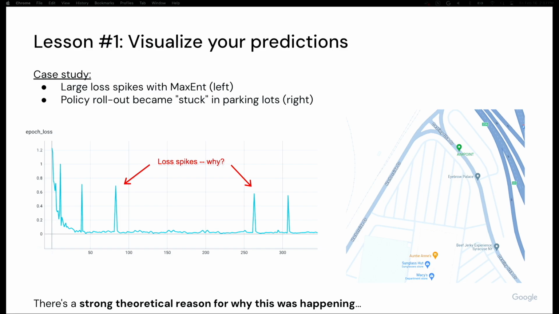What we found is that basically every single time these spikes happened, the policy was getting stuck in tiny parking lots. This is an example in Syracuse, New York. We already had constraints on the reward function, so we were guaranteed that the costs were positive, or rewards negative, everywhere on the graph except the destination, obviously. And we thought, if the rewards are negative everywhere, then the policies should always converge. It turns out there's a really strong theoretical reason for why this was happening, even in the linear reward function case. So this is not due to some weird thing about using a deep network. This is a fundamental issue of Maxent.